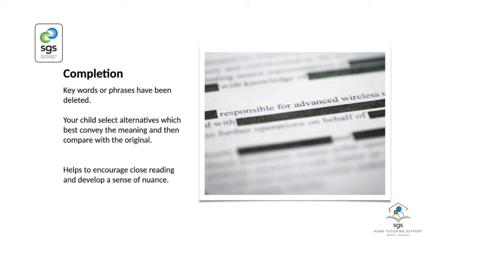The second technique, or completion, requires a little bit more preparation, but can be done with newspaper articles or magazine articles, or if you have the availability, a photocopy of the opening paragraph of a chapter of the book that your child might be reading. For this activity, you need to delete keywords and phrases in the text and ask your child to select alternative words to complete the sentences.